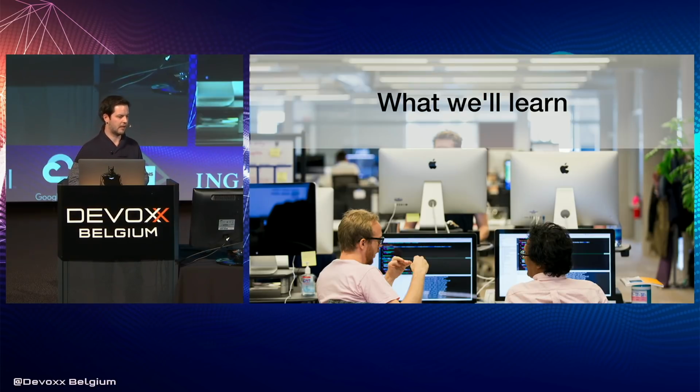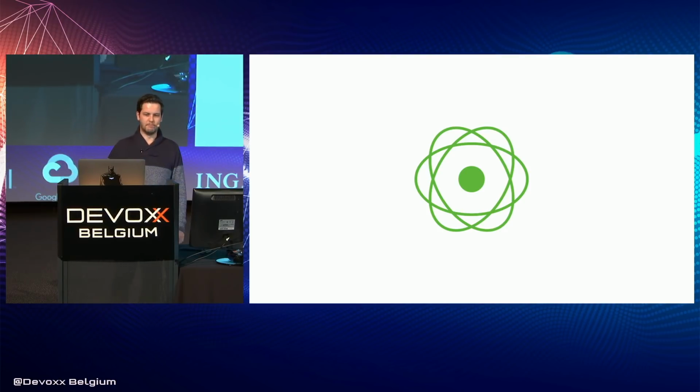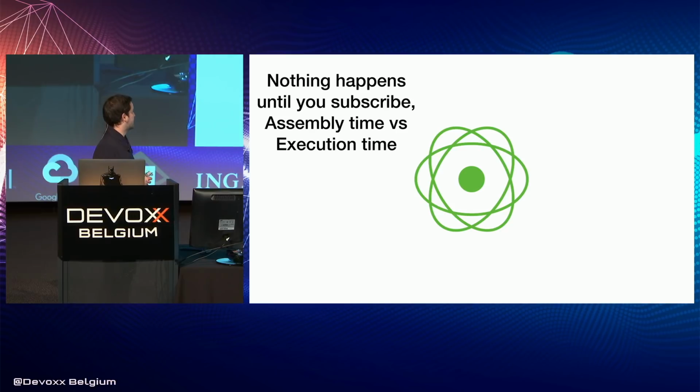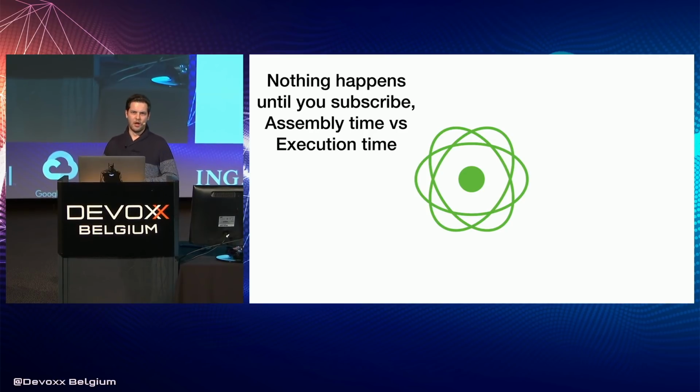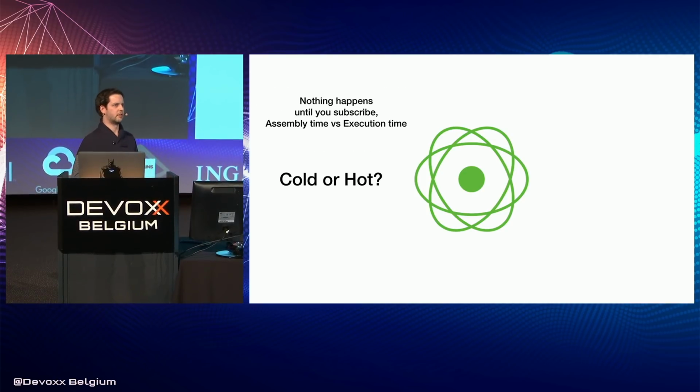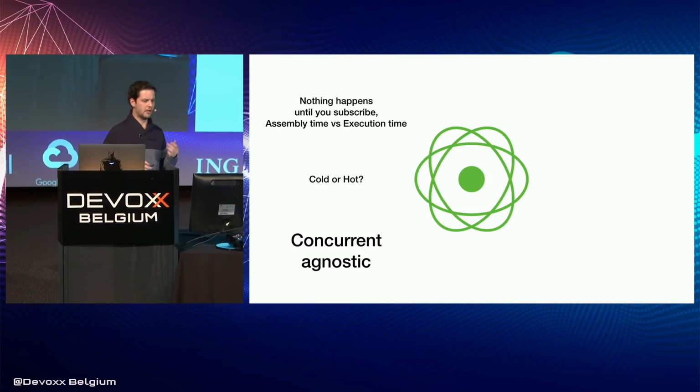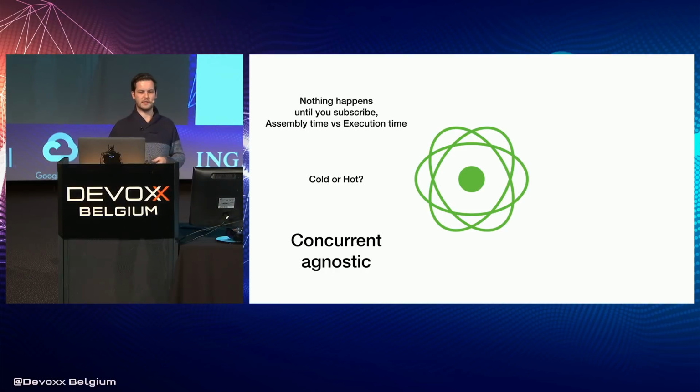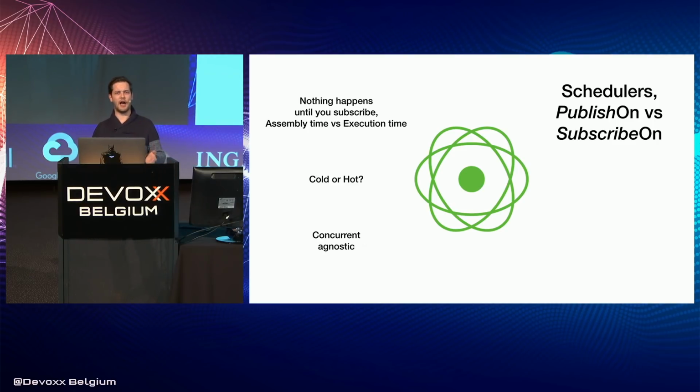And today I'd like to teach you a bit about, of course, Project Reactor, but more precisely about a few concepts, like the fact that nothing happens until you subscribe, what we call assembly time versus execution time. The difference between a hot publisher and a cold publisher. We'll see how Reactor is concurrency agnostic. We'll see how it offers tooling to hop from one thread to another with stuff like publishOn, subscribeOn, and the concept of schedulers.